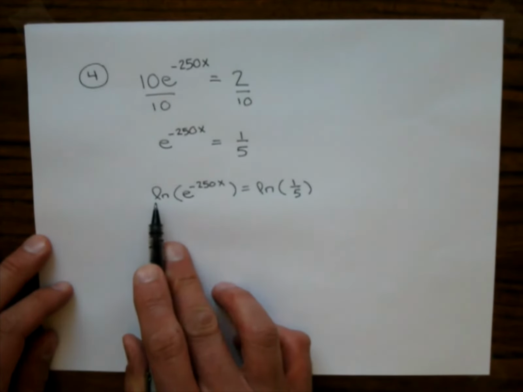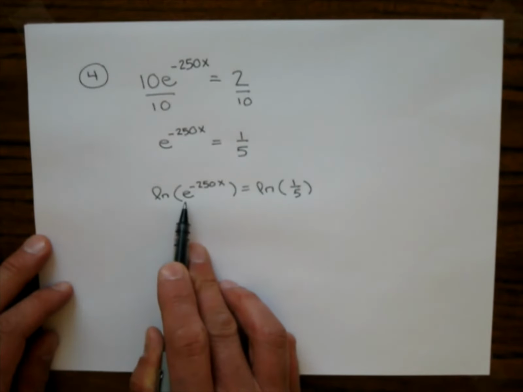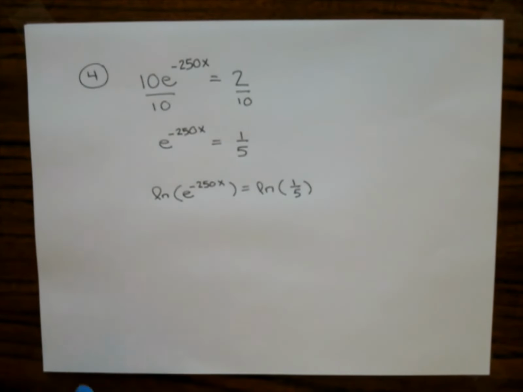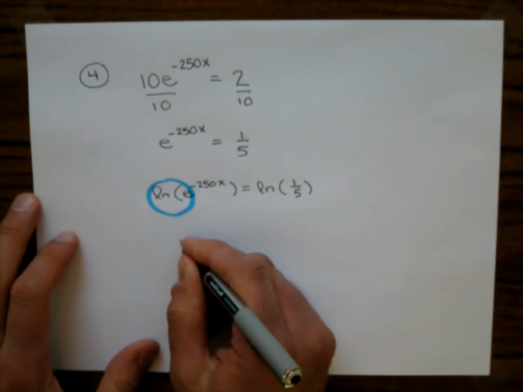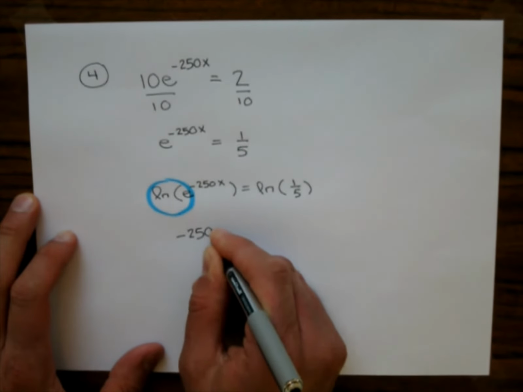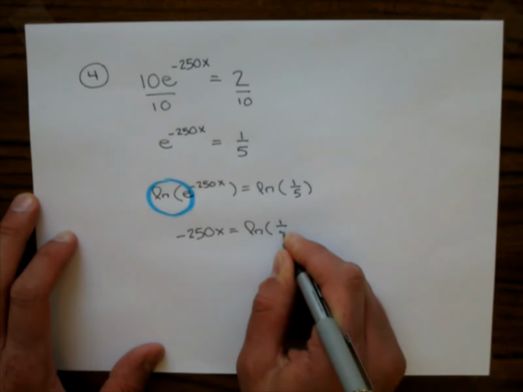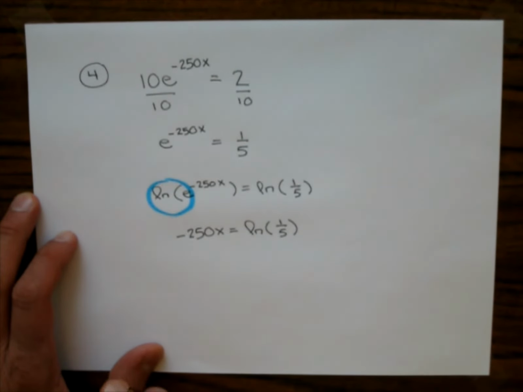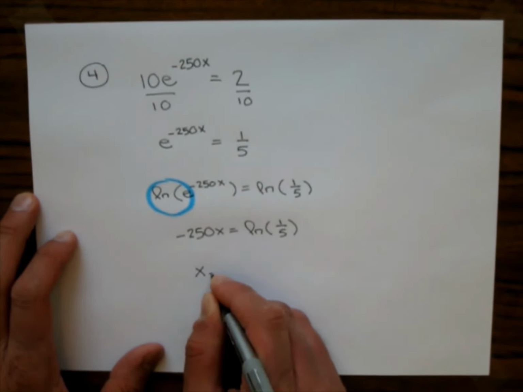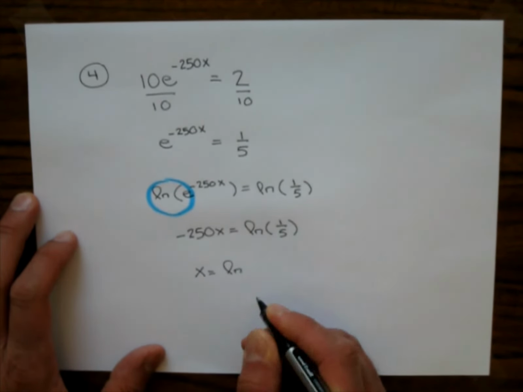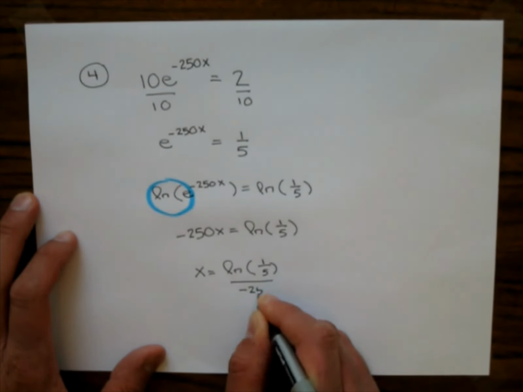But anyway, so this guy is log base e of e to this. Now we can jump that in front and have an ln e and that becomes 1, or we could just say that this thing goes pop. I think that's like property 3 or something. So this is negative 250x equals the ln of 1/5. So I'm solving for x. I'm going to divide both sides by negative 250. So x equals ln 1/5 divided by negative 250.